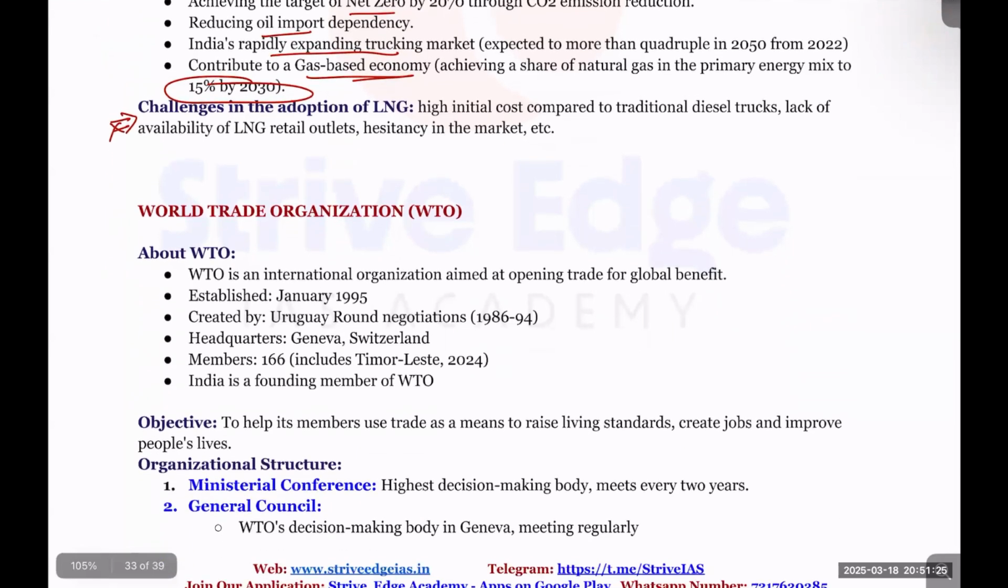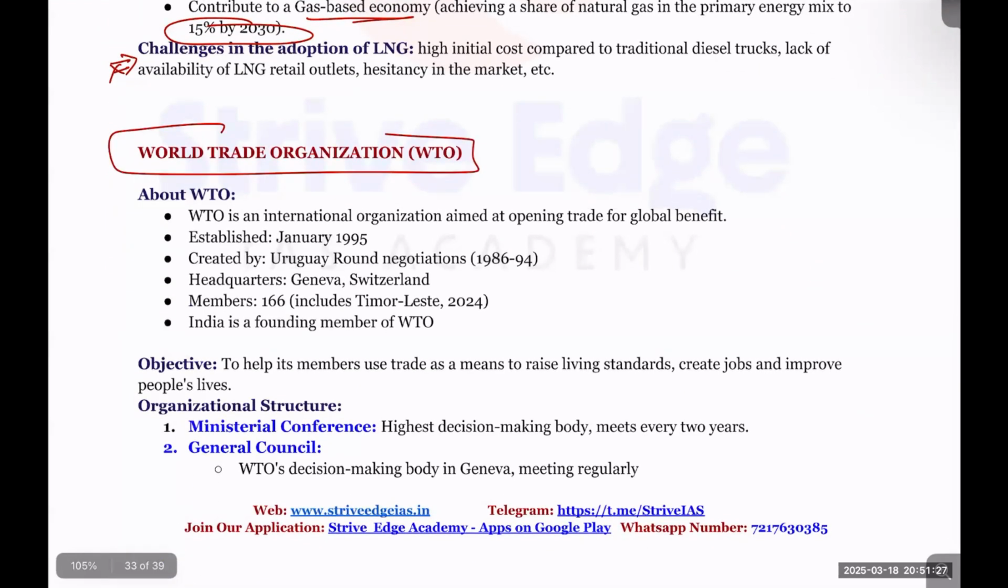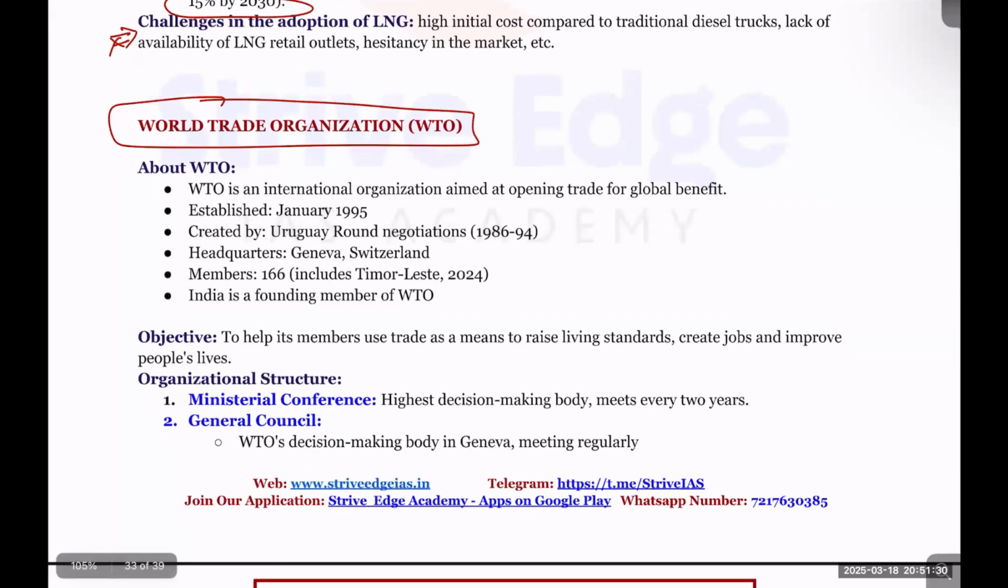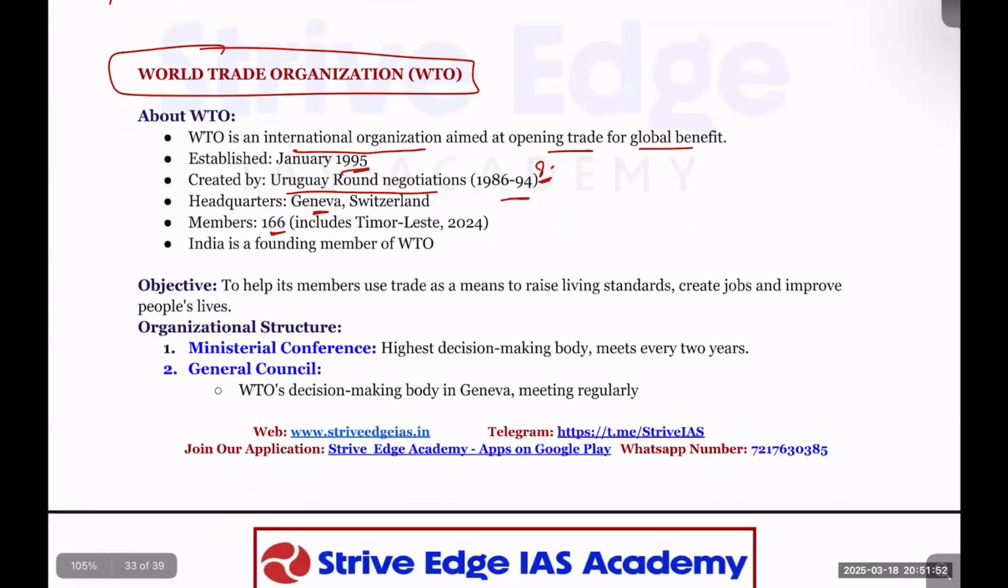Now, the next topic that we have to discuss is the World Trade Organization, WTO. What is WTO? It is an international organization which is aimed at opening up trade for global benefit. It was established in 1995, created by the Uruguay Round of negotiations from 1986 to 1994. There were 8 years of negotiations, and it is headquartered in Geneva. It has 166 members, and India is a founding member of it. This information you should remember by heart: India is a founding member of the WTO.